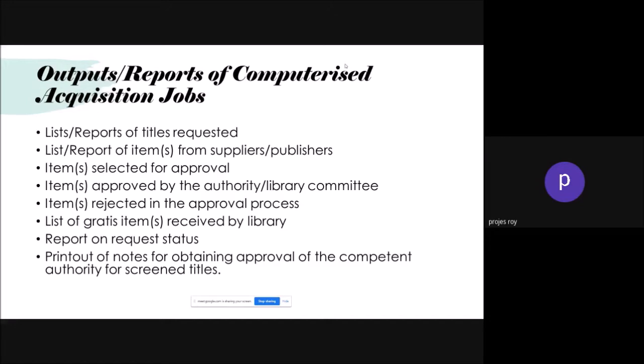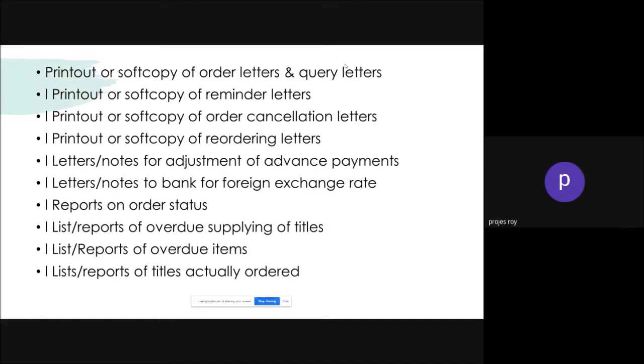Now coming to the output of reports in computerized acquisitions: reports of titles requested. These are the list or reports of items from supplier or publisher, items selected for approval, items approved by the authority or library committee, items rejected in the approval process, list of gratis items received by the library, report on request status, printout of notes for obtaining approval of a competent authority, or screen titles. I will tell you, this is very simple. Now look, I will show you practically.